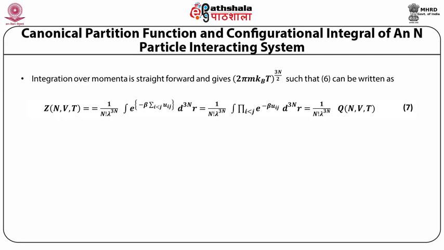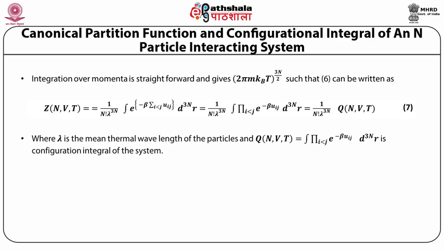Q as a function of N, V and T, where lambda is the mean thermal wavelength of the particles and Q as a function of N, V and T, which is equal to integral over a product of i less than j e raised to power minus beta u_ij d raised to power 3n r, is the configurational integral of the system. For an ideal gas, (7) yields Z0 as a function of N, V and T is equal to 1 upon n factorial lambda raised to power 3n integral over d3nr is equal to V raised to power n upon n factorial lambda raised to power 3n.